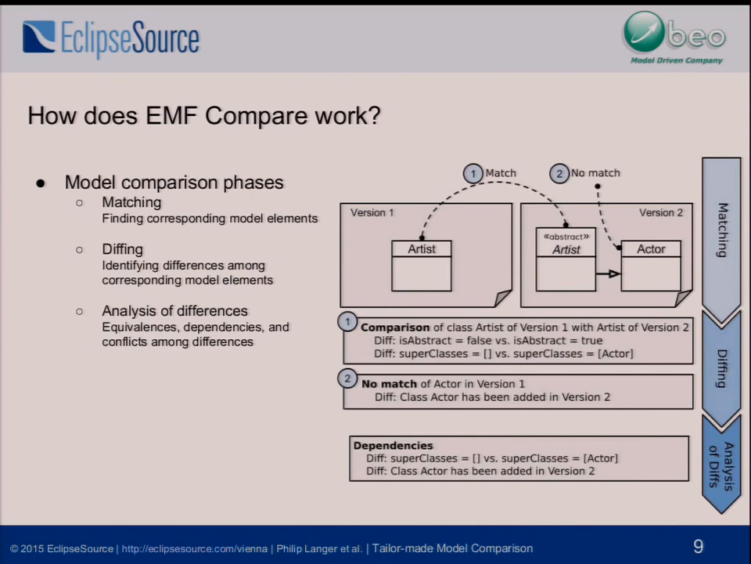So EMF Compare will detect that there is a dependency between the diff that adds the actor class and the diff that uses the actor class as a value. This is of course important for when you do interactive merging and conflict resolution. And the third type of relationship between differences that EMF Compare will try to identify is conflicts. That's only relevant in a three-way comparison scenario, because when you only have two versions, there can't be any conflicts. Okay, so also this information from the analysis phase is added to the comparison model that describes the whole comparison.